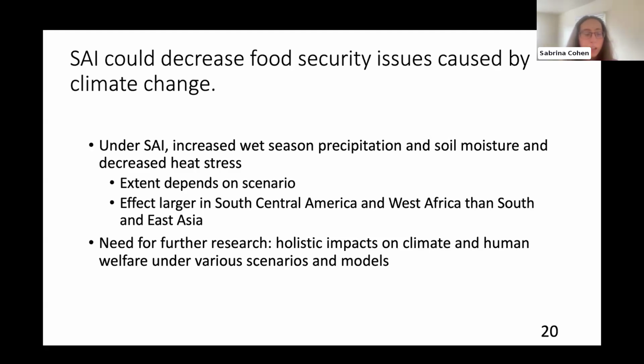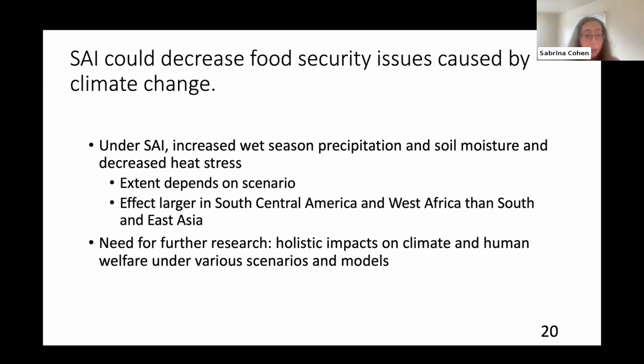And then finally, we saw that the effect is larger in South Central America and West Africa relative to South and East Asia. So, under these scenarios, we find that South Central America and West Africa could benefit more greatly from SAI than South and East Asia, although all these regions, from a crop productivity sense, could benefit from SAI relative to climate change.